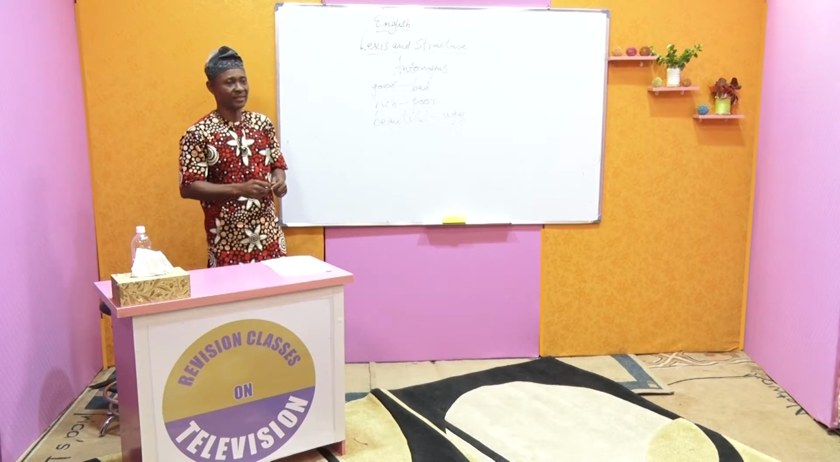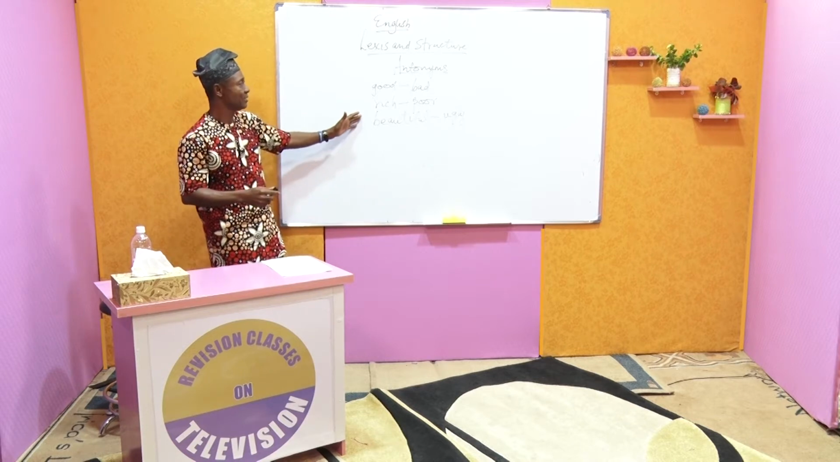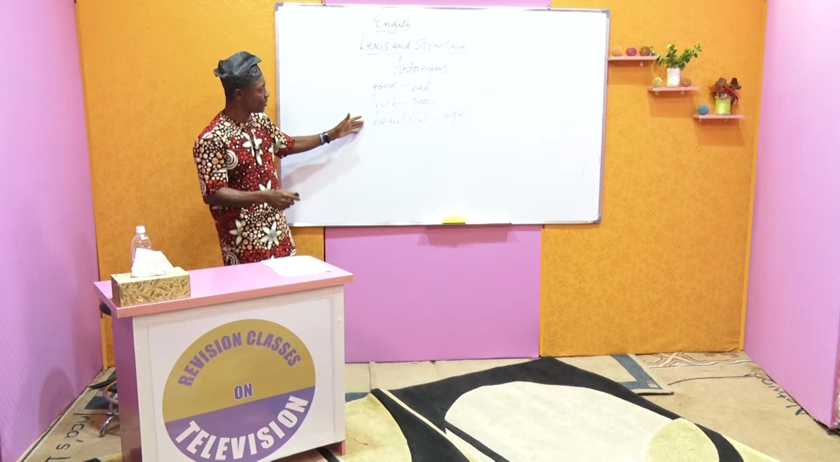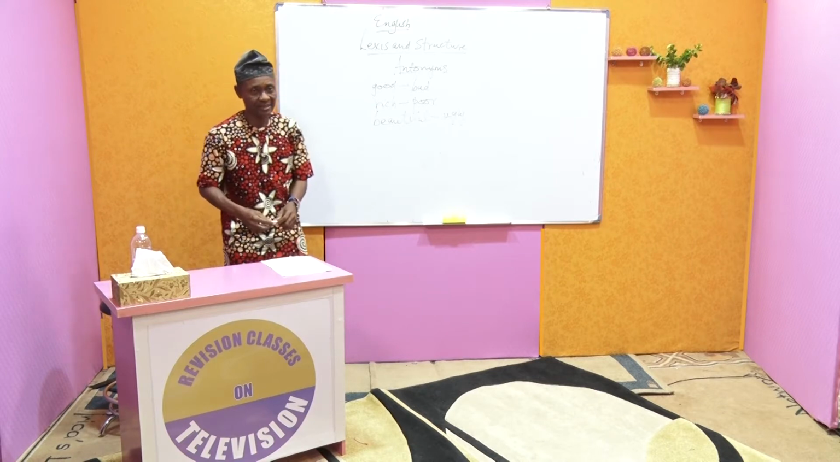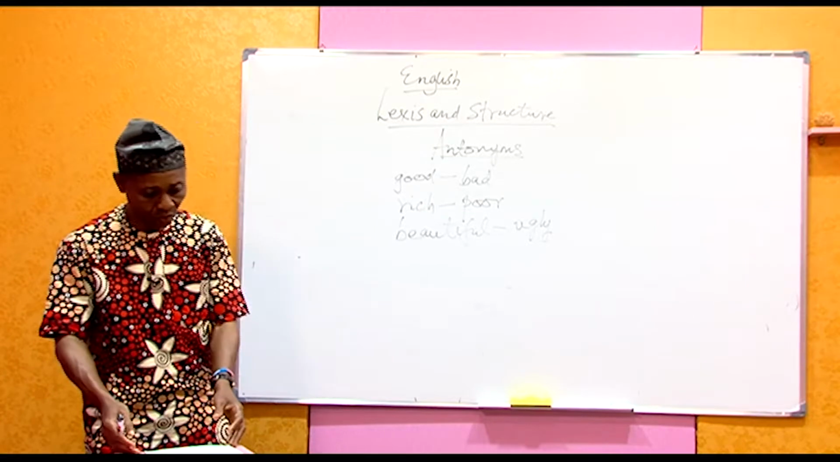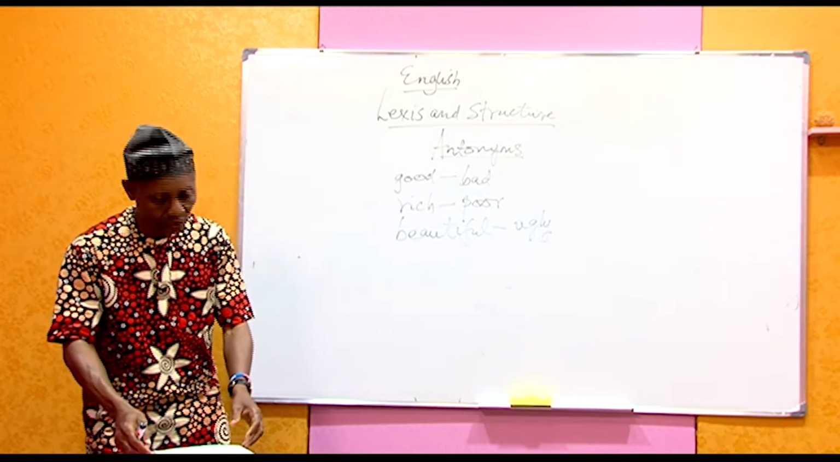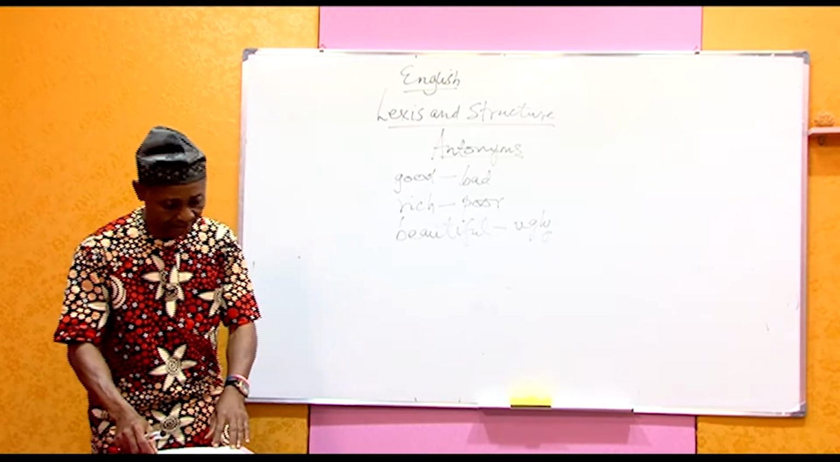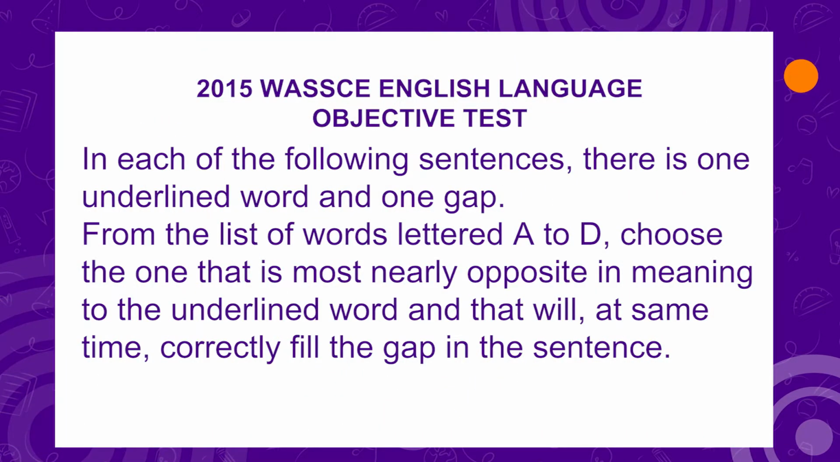So students are advised in this case to look for words that are opposite in meaning in any given sentence or passage as the case may be. Now we want to look at one or two questions from the past question of 2015, section 1. In each of the following sentences, there is one underlined word and one gap. From the list of words lettered A to D, choose the one that is most nearly opposite in meaning to the underlined word and that will, at the same time, correctly fill the gap in the sentence.